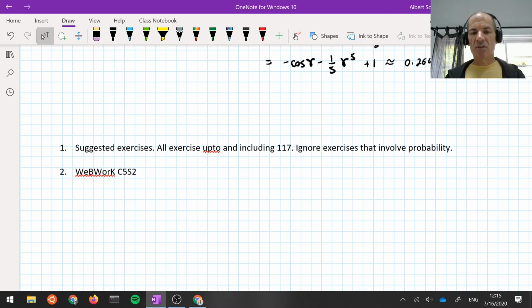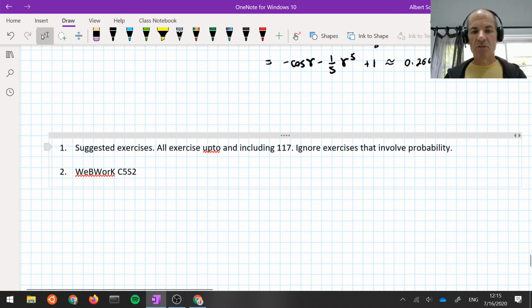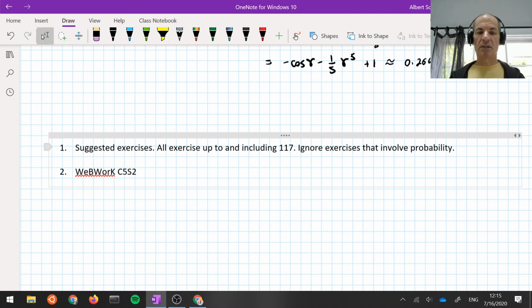Suggested exercises. Again, I want you to do as many of these as you can. This is a skills-based section. Ignore the exercises that involve probability, and as near as I can tell, there are no exercises that involve improper double integrals, so you don't have to worry about that. Once you've got all of these concepts inside your head, head on over to WebWork and try the assessment for Chapter 5, Section 2.